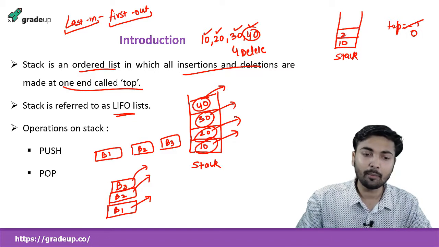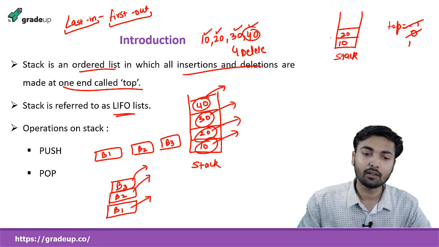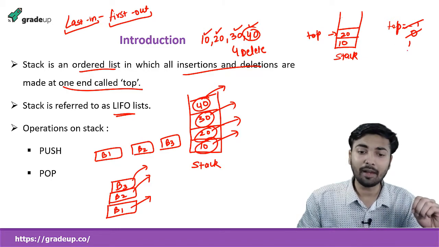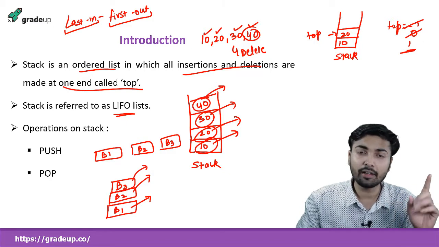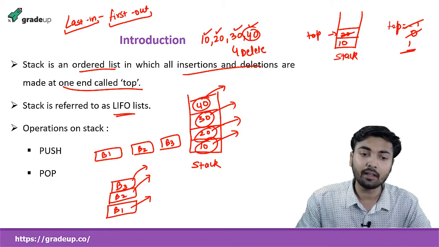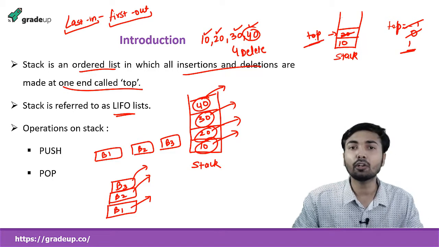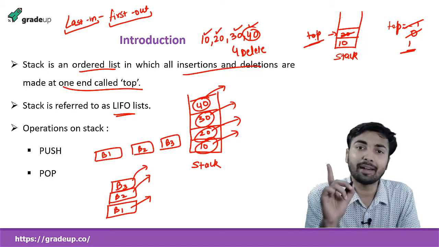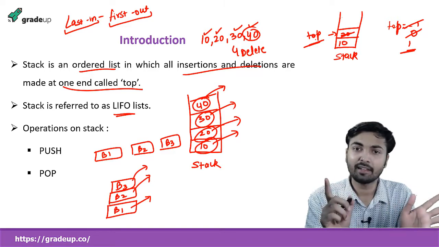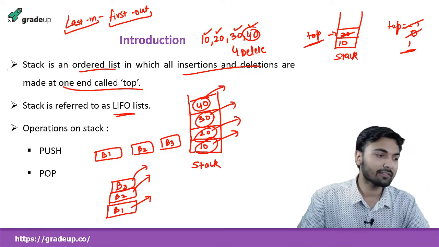Now you inserted one more element, 20. Top becomes 1. So top is pointing right now here. So all insertions are made from top. Now you want to delete. Which element will you delete? According to the stack LIFO order, 20. So which element are you deleting? Basically the top element, right? So all insertions and deletions are made on top. Got it? Any doubt? These 2 points are over.